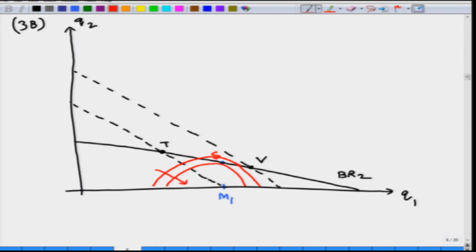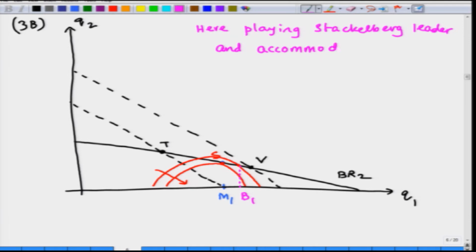So, and this corresponds to, let us say, B1. So, in this case, playing Stackelberg leader and accommodating entry is more profitable.